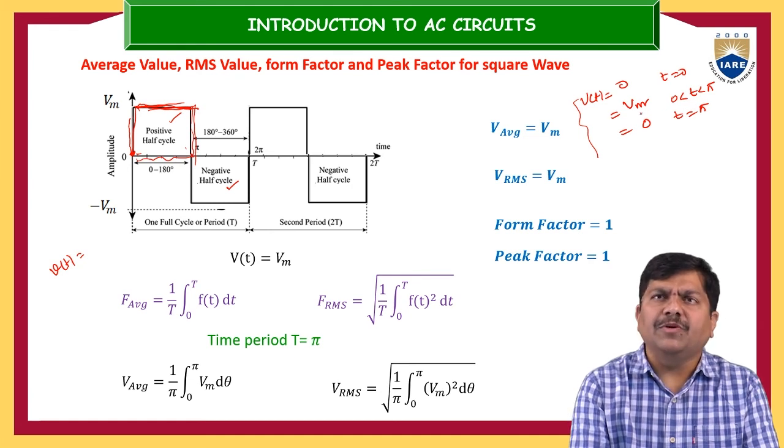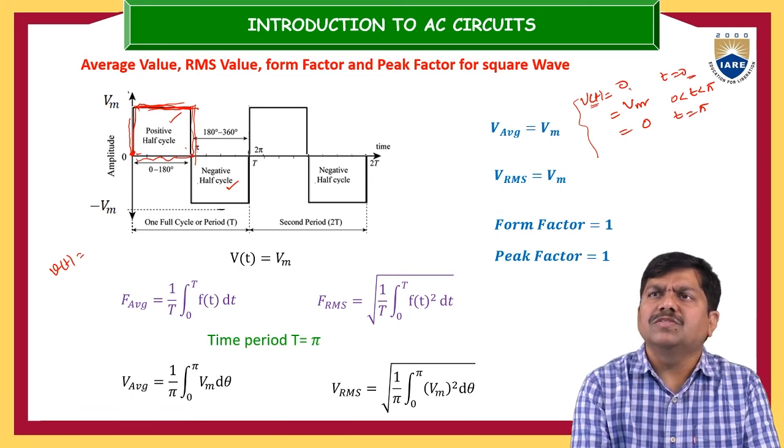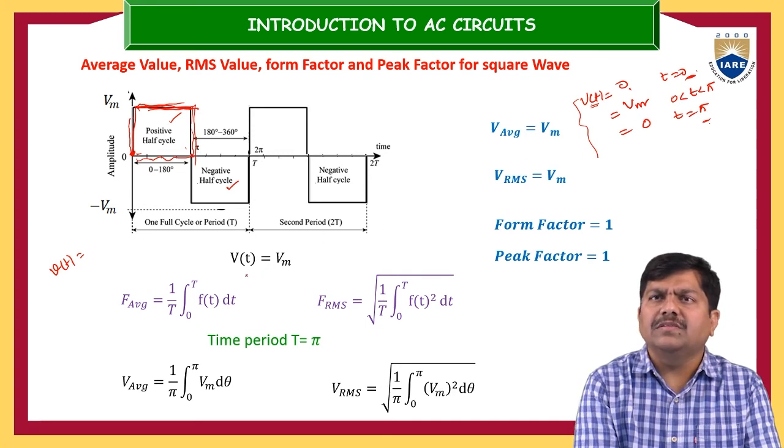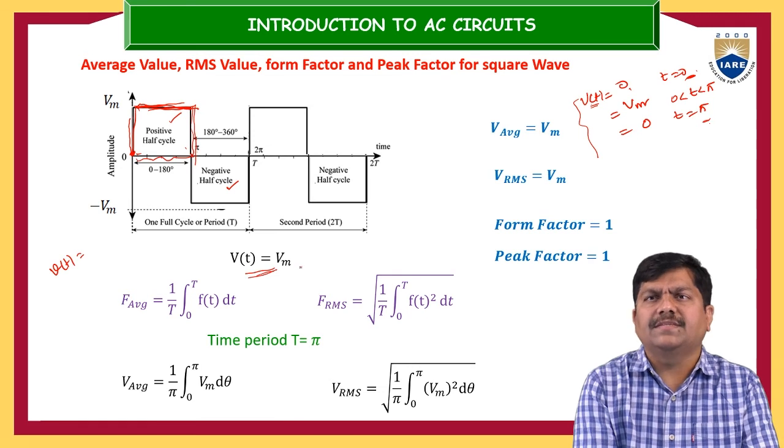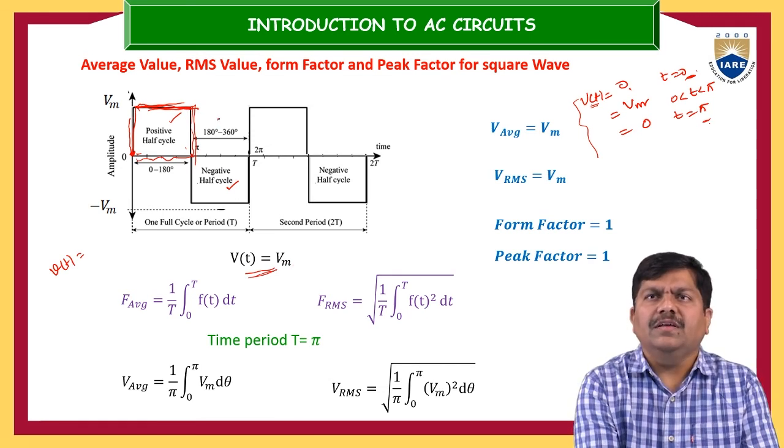So this magnitude is V maximum. Then again at t is equal to pi, it is 0. So whatever the voltage here, the instantaneous waveform, the instantaneous voltage is varying from t is equal to 0 to pi. Between 0 to pi, whatever the value of this voltage, V of t is equal to V max. So this is the mathematical equation of the given square wave.